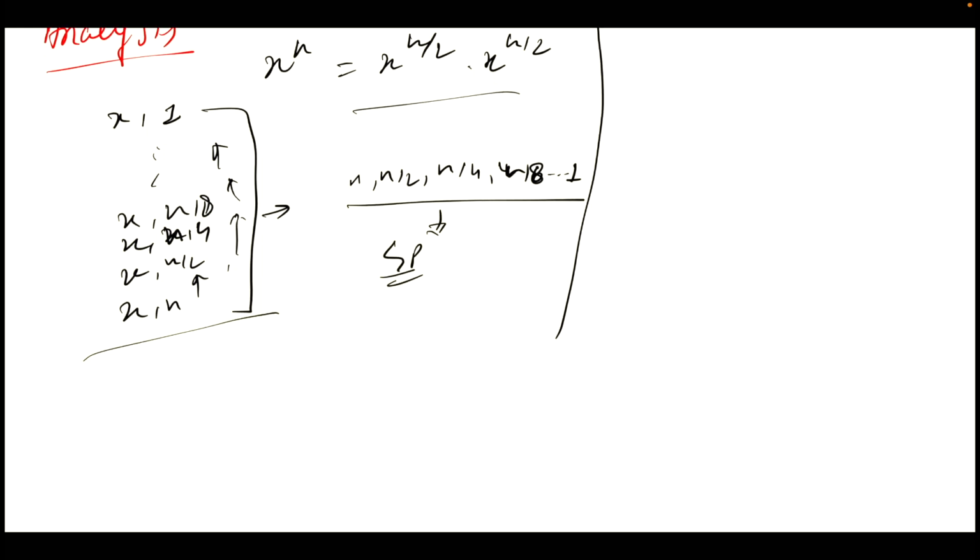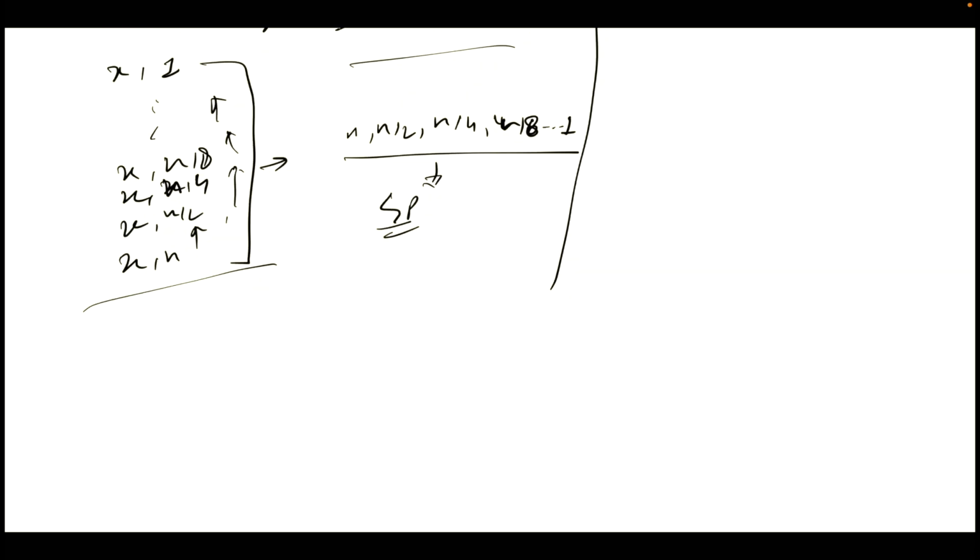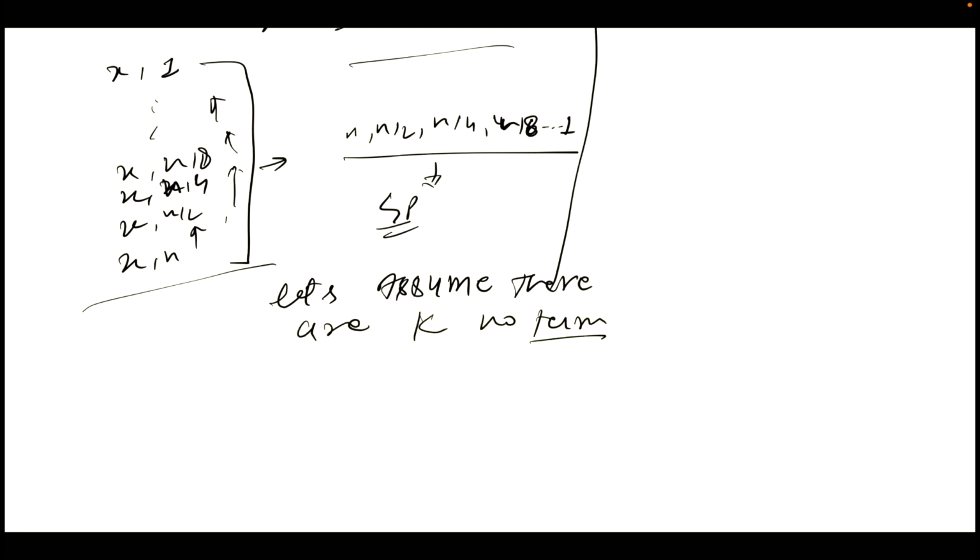So according to this, we are calculating the number of levels. So first of all, let's assume there are k number of terms. Okay, so a will be n and r will be 1 by 2, right? So here a of n will be a times r to the power n minus 1, which will be for a term.